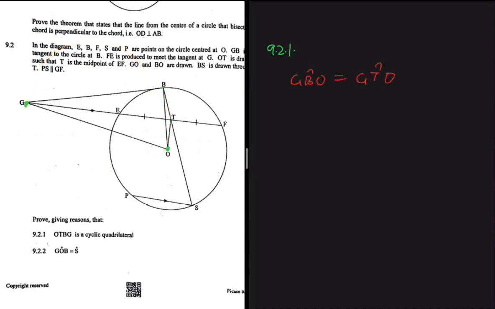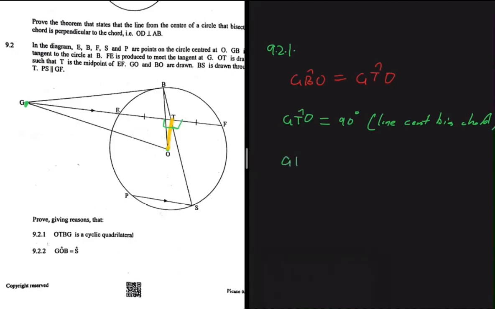So very quickly, you can see here that this line from the center is cutting the line EF in half, right? If it cuts the line EF in half, then this angle here should be 90 and this angle here should also be 90. So what are we saying? We're saying that GTO is equal to 90 degrees, right? The line from the center is bisecting the chord, right? So that angle there should be 90 degrees. So now we know fully well that GBO should also be 90 degrees, and indeed it is.